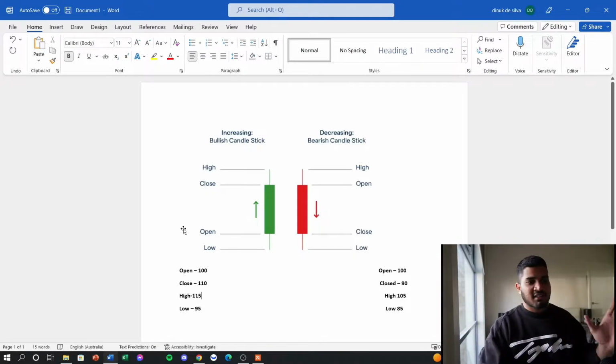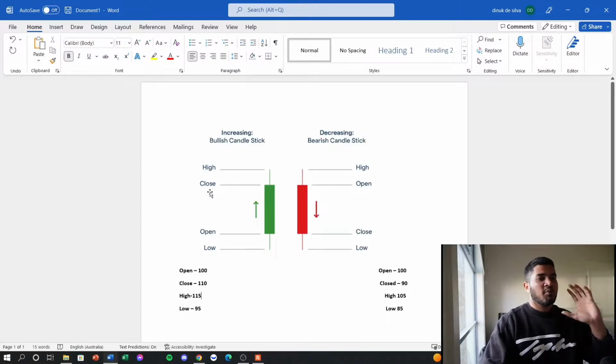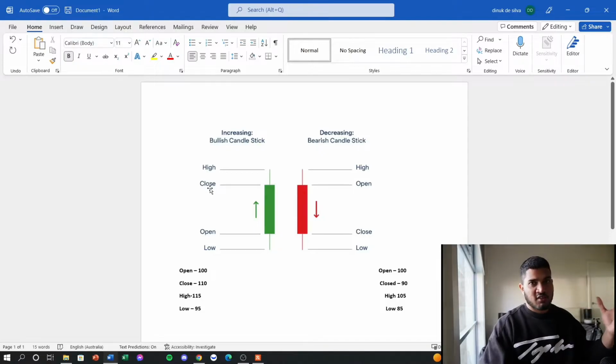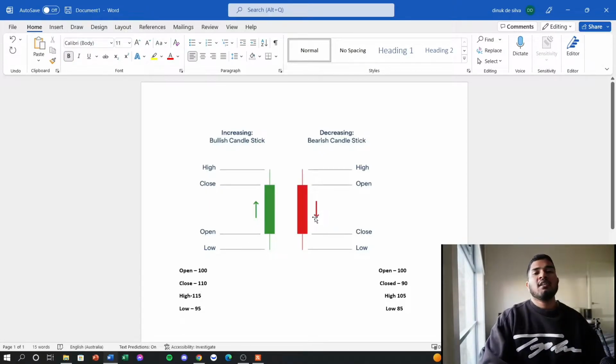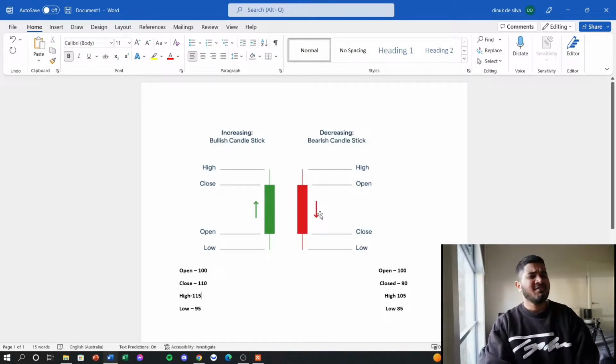So it's relatively simple. All you've got to know is open and close for now. Opened at 100, closed at 110. That's why it's green. So the price went upwards. Moving on to the red candle. What does red mean? Red is generally bad.